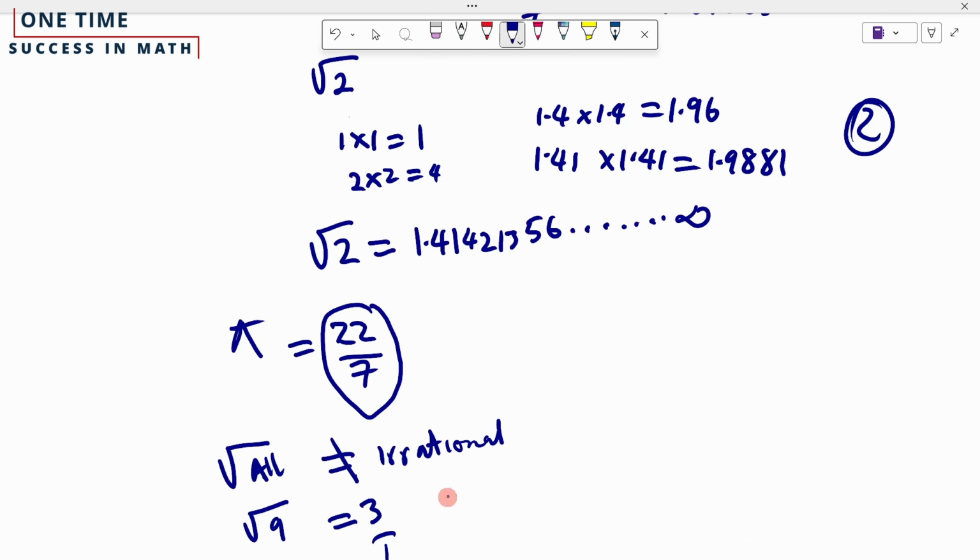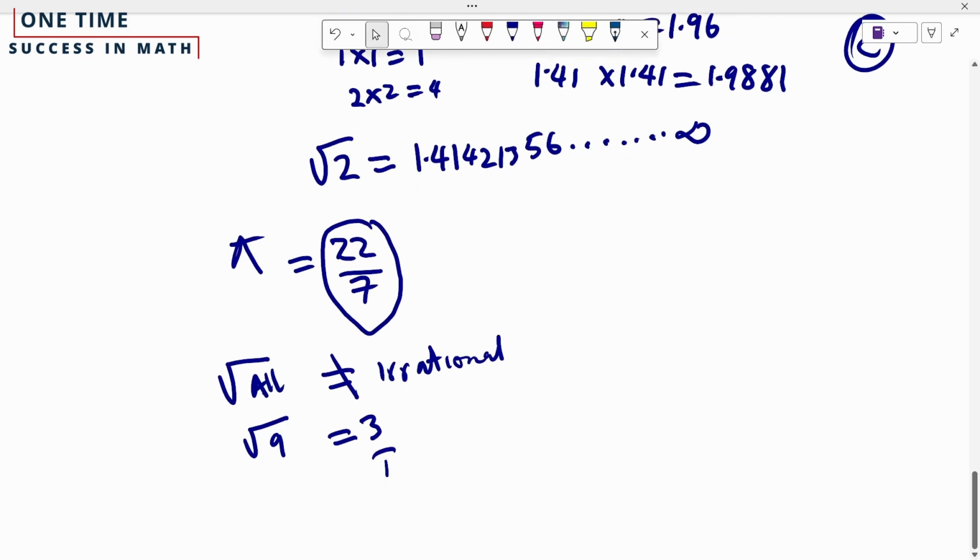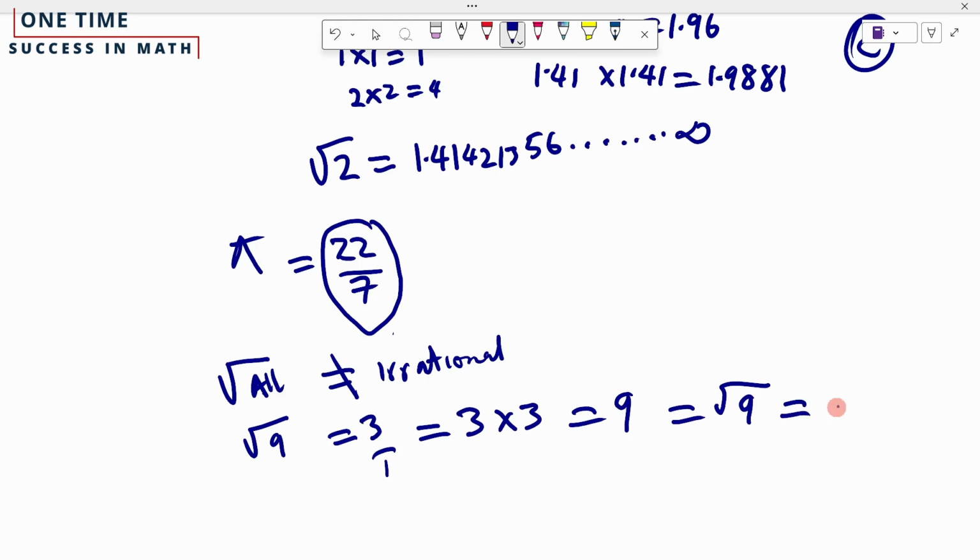So 9 is a perfect square because it has a number, 3, that when you multiply it by itself, it will give you 9. That means the square root of 9 will always give you 3.